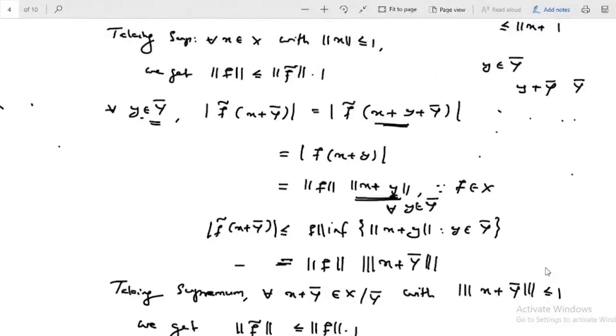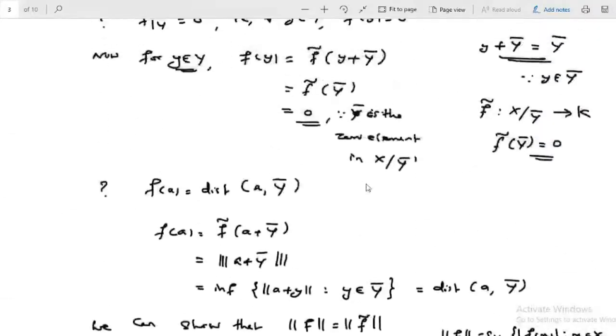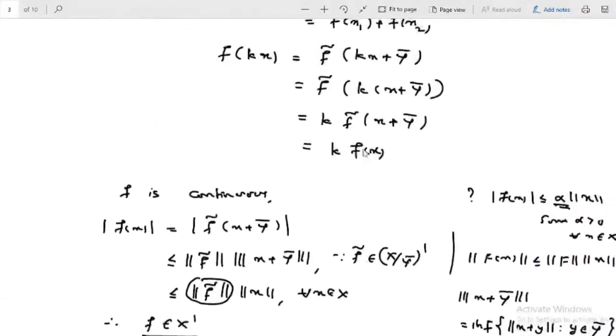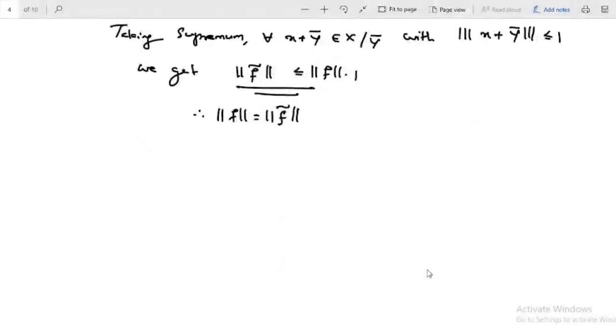And we had got above that norm of f is less than or equal to norm of f tilde. Now we got the result norm of f tilde less than or equal to norm of f. Therefore norm of f is equal to norm of f tilde. What did we need? The norm of this f should be 1. And we already brought f tilde according to the earlier part, so we had got there that norm f tilde is 1. Therefore, since norm f tilde is equal to 1, hence norm of f is equal to 1.